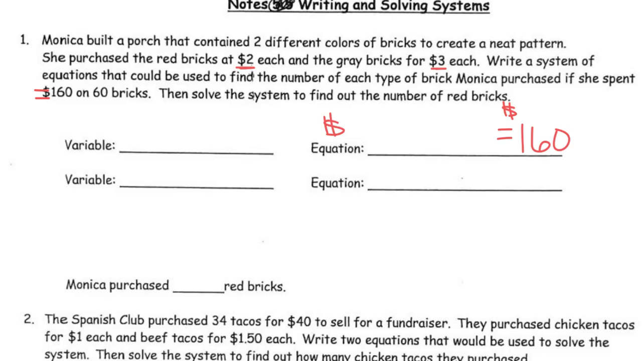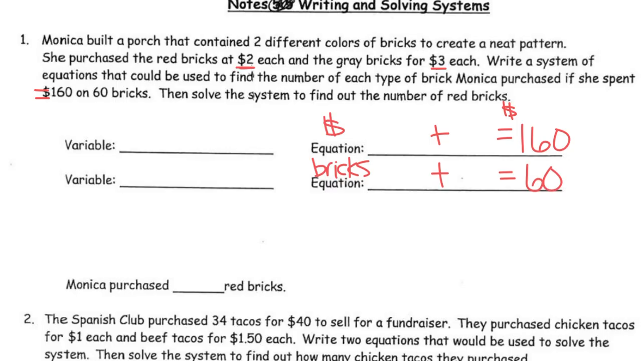Okay, and then we have something also that adds up to be 60. And that 60, that is our bricks. So I'm just going to put a little bit of labels there. I would like to tell you that there's always going to be a money one and then another one. That's not always the case. So we're just going to take it one at a time.